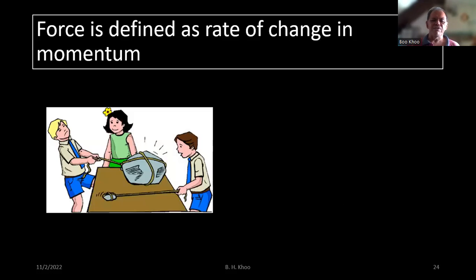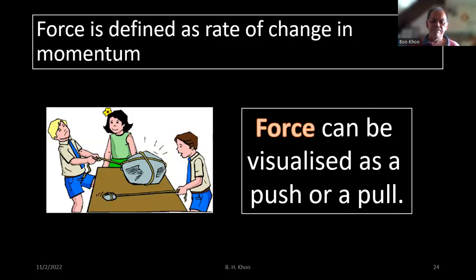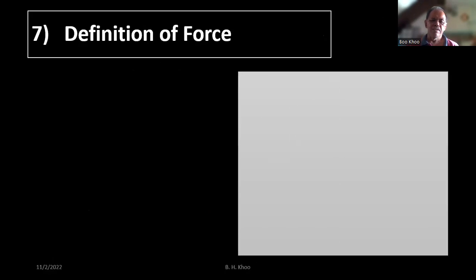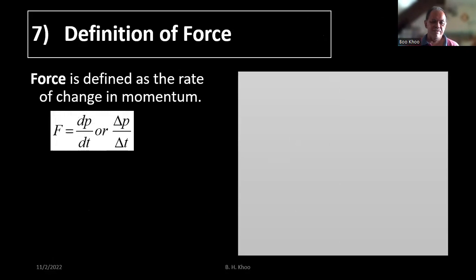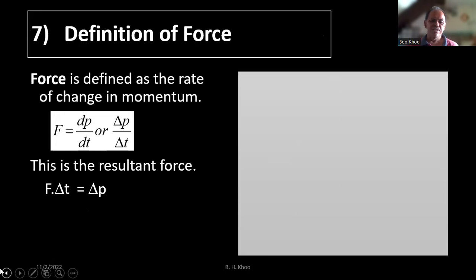Force is defined as the rate of change in momentum. Force can be visualized to help us understand what force is: it's a push or pull. Force is defined as the rate of change in momentum, right? That's how we define it. Newton's second law helps us to define force. That's the equation, and remember, it's a resultant force.